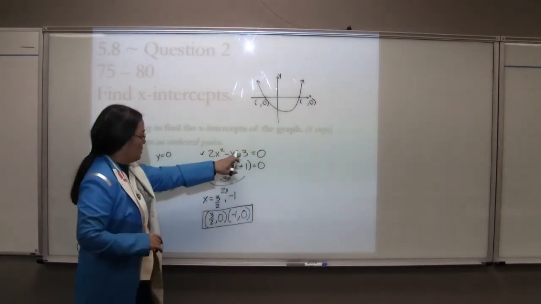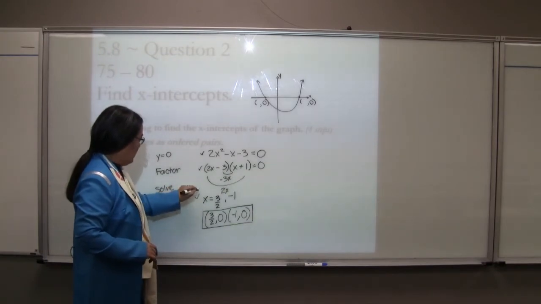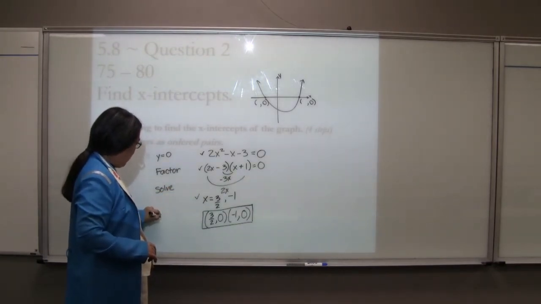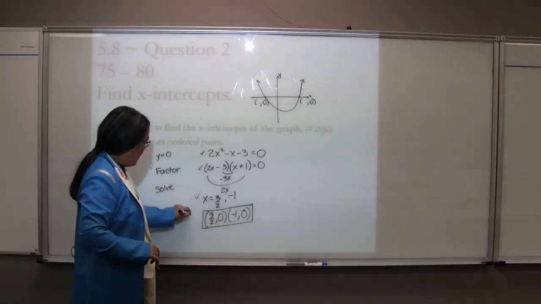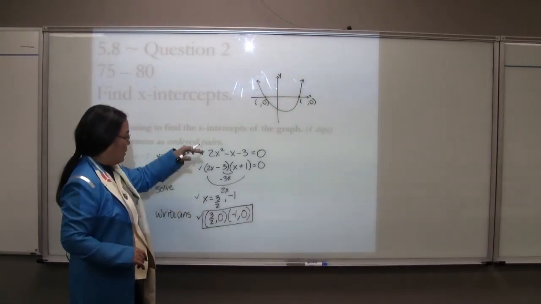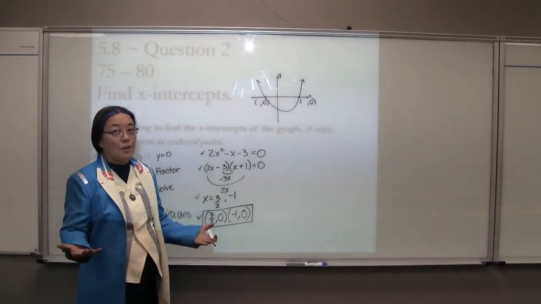So y equals 0, we make it equal to 0, we factor it, we solve it, and then we write our answer. I'm going to use A and S for answer. There we go. 1, 2, 3, 4 steps. That's the minimum of what I need to see.